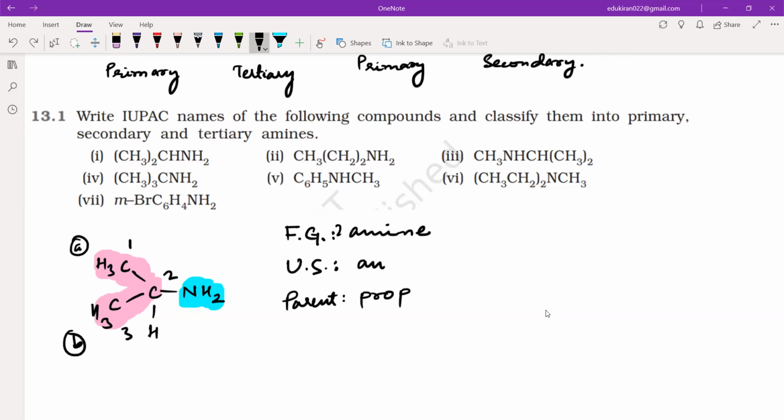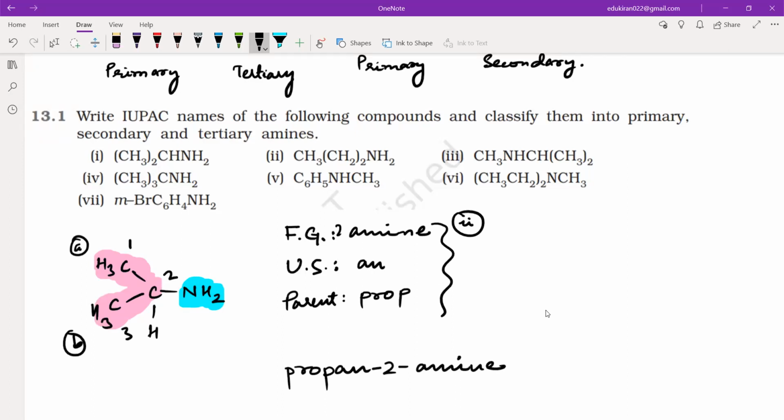No, sorry, propane to amine. Propane to amine. Okay. Correct, guys? Yes or no? No problem, right? No problem. What about the next one?